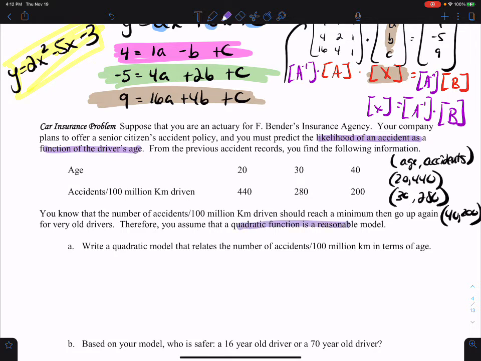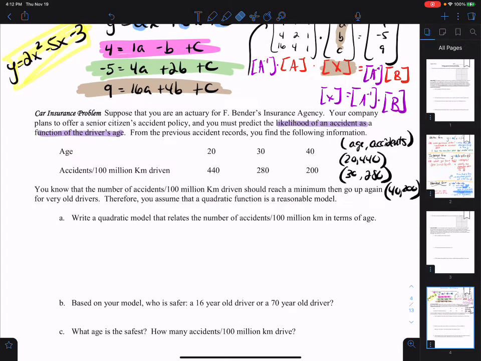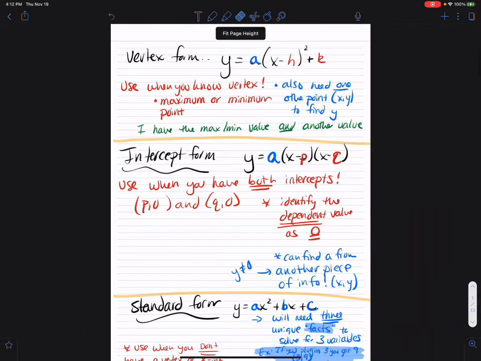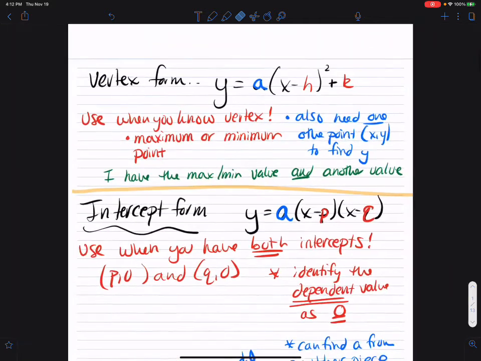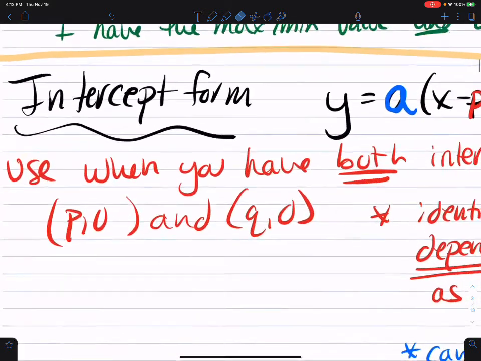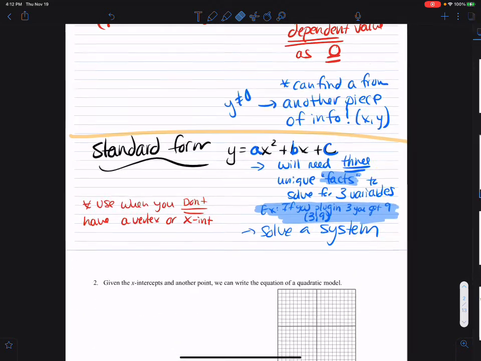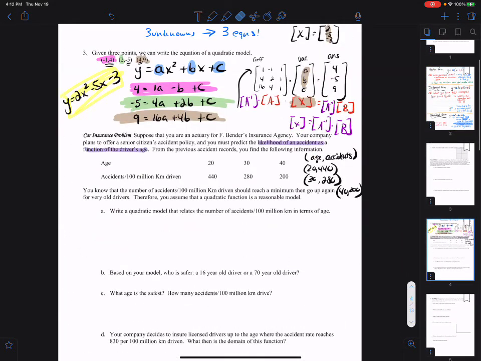Now, when we're going through the quadratic model, we want to think about which form we should use. Which form would be the best? What we're noticing here is we don't have a vertex. We don't know what the max or the minimum was. None of the ordered pairs had 0 as their dependent values. So we have to use standard form then. It's going to be the most efficient route for us.